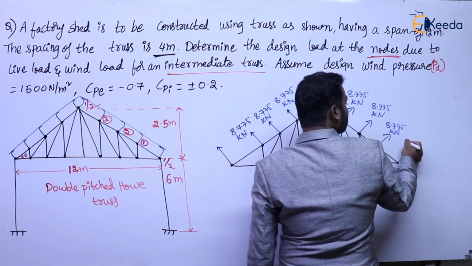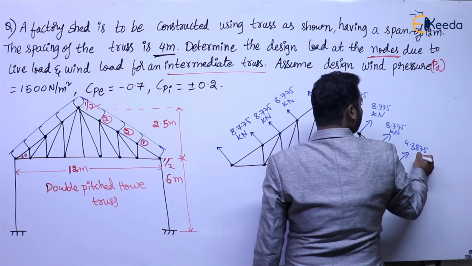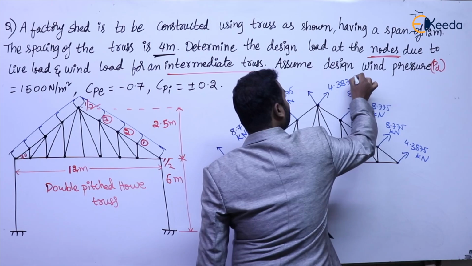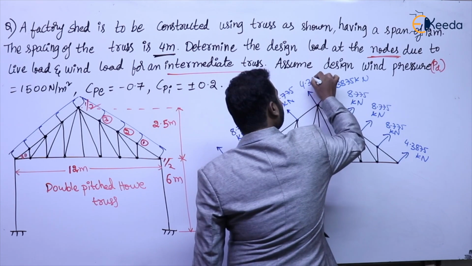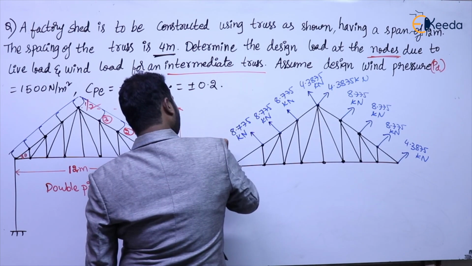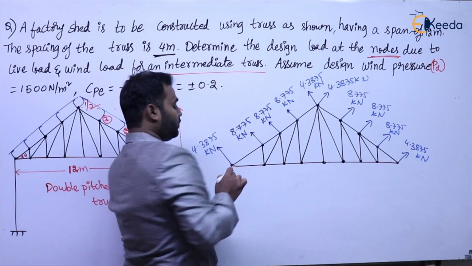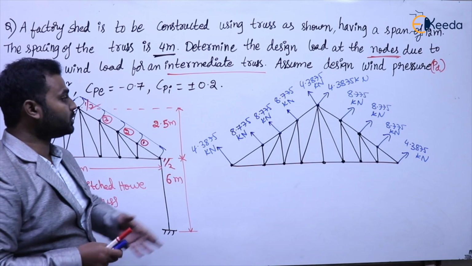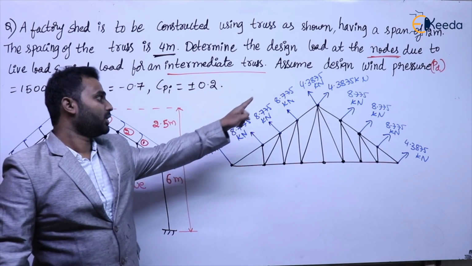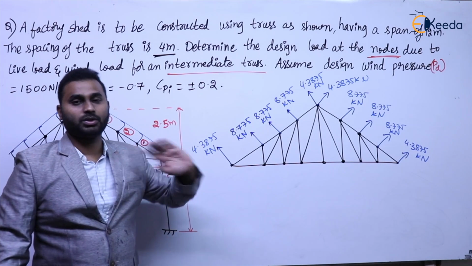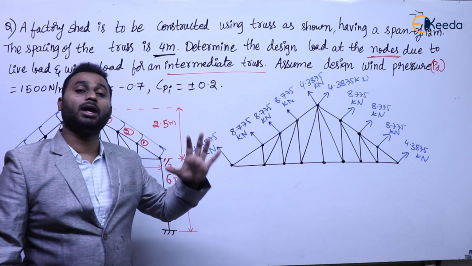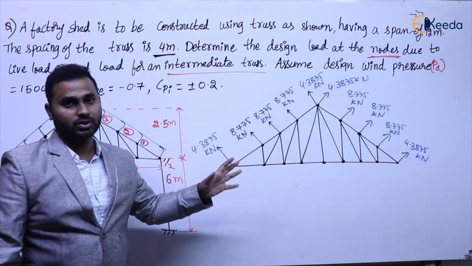Now for end panel point, how much is it? 4.3875 kilonewton. Is that okay? So this is how to show or represent wind load for this question, for the given conditions. Is that clear everyone? So this is how to represent the wind load on nodes, and in the previous case we have seen how to represent the live load on the nodes of the given truss. So this question is completed.